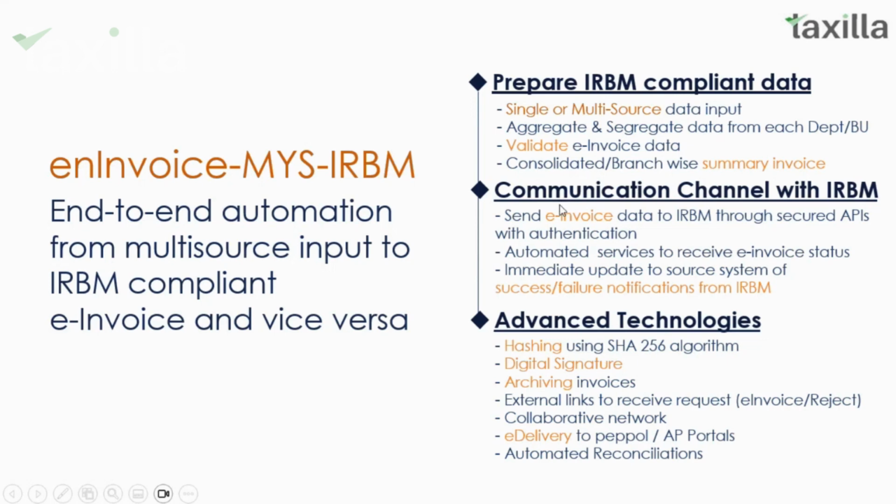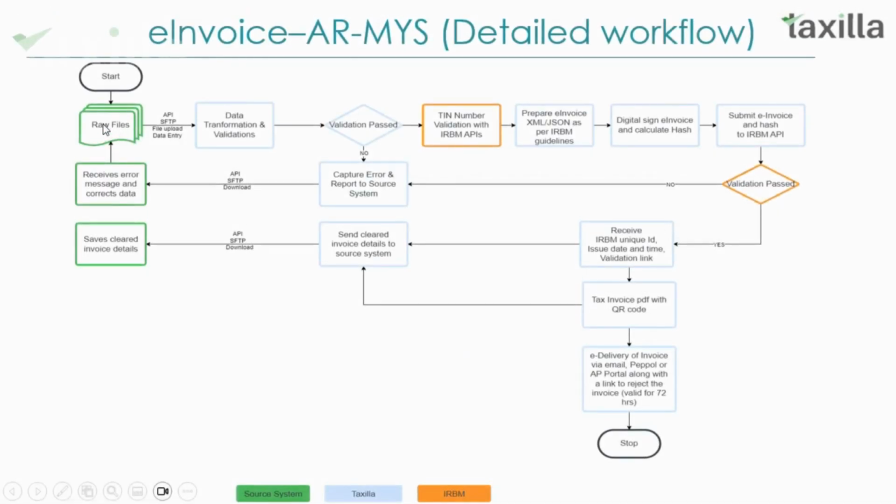Now, we have already evaluated the APIs published by the IRBM, and we are ready with our solution, except that we are not able to communicate with the APIs because access credentials are not yet released by the IRBM. So once the access credentials are released, we'll be able to send the invoice data to IRBM, and also we'll be able to receive the automated notifications, which we can relay back to your source system. So you'll be loading data to Taxilla as a raw file, and we do the transformation and validation.